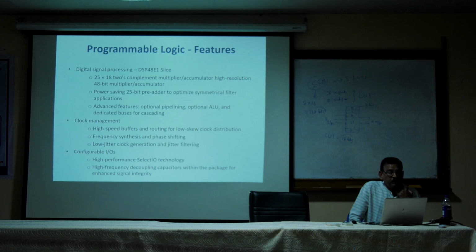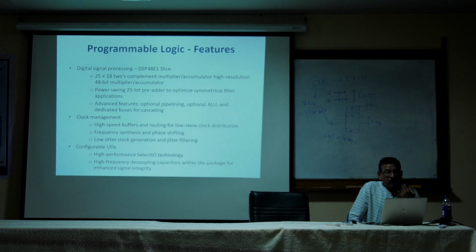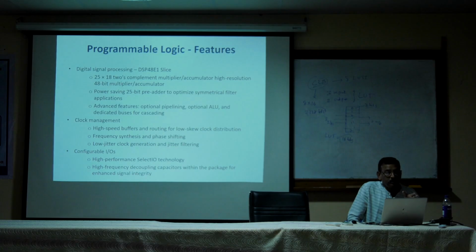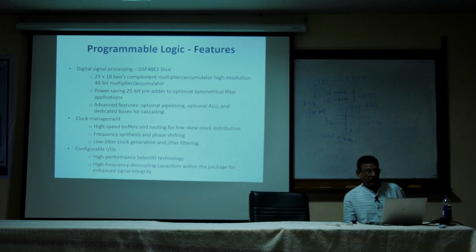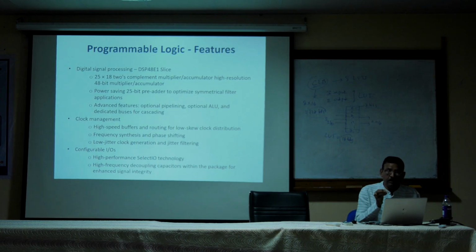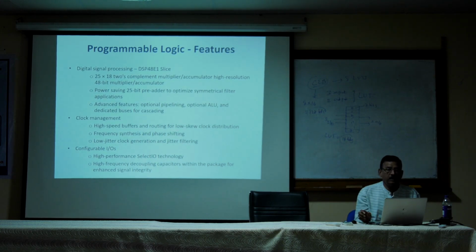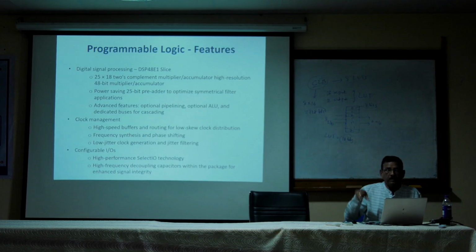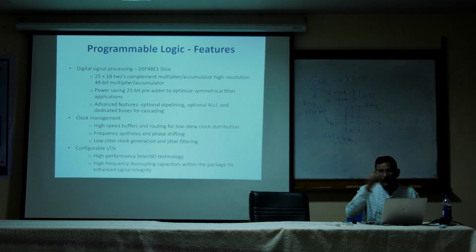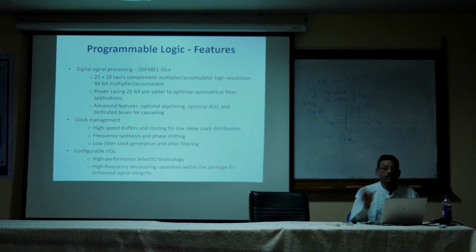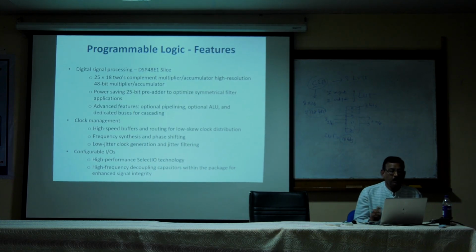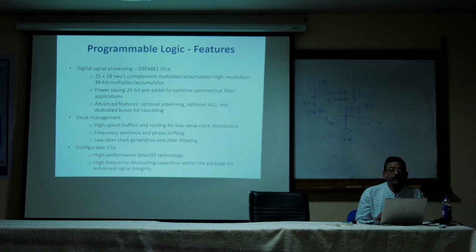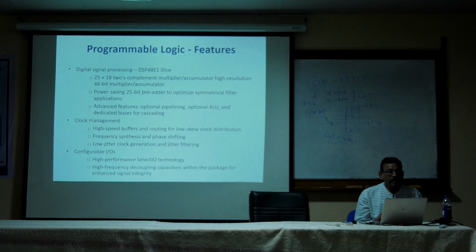Clock management: high speed buffers, routing of low skew clock distribution. The clock managing circuit is present and will distribute the clock across all CLBs in a tree fashion. So equal length will be maintained and the clock skew will be eliminated. Low jitter clock generation, jitter filtering, that clock management will take care of this.